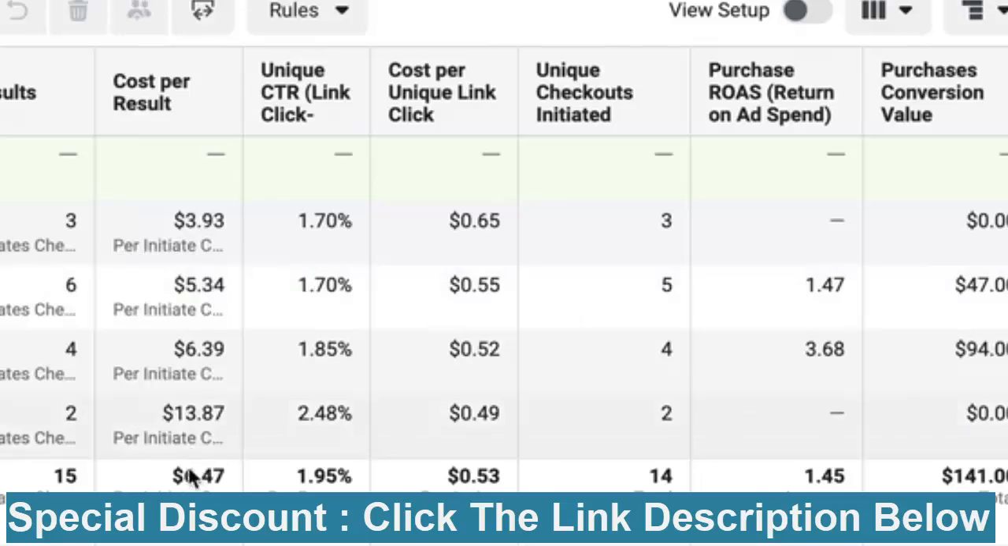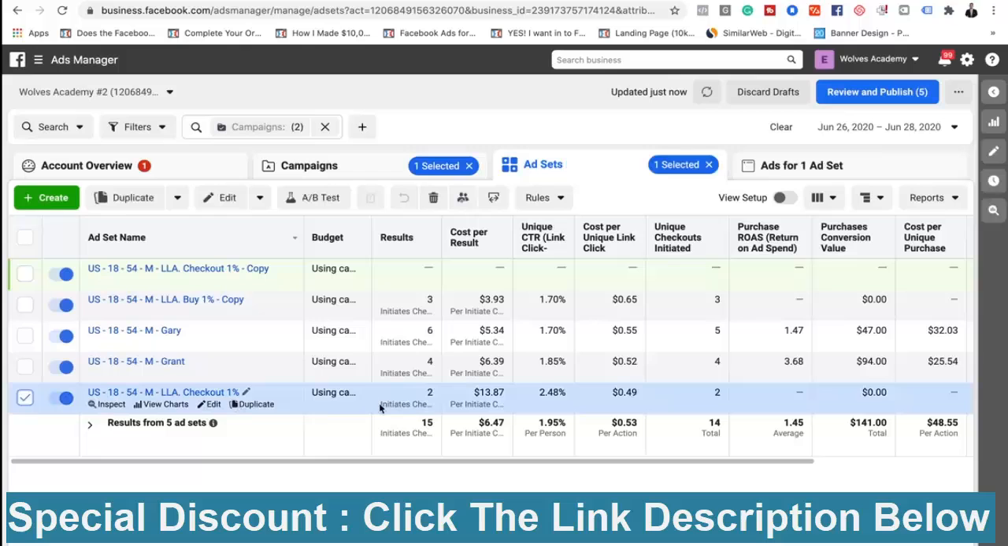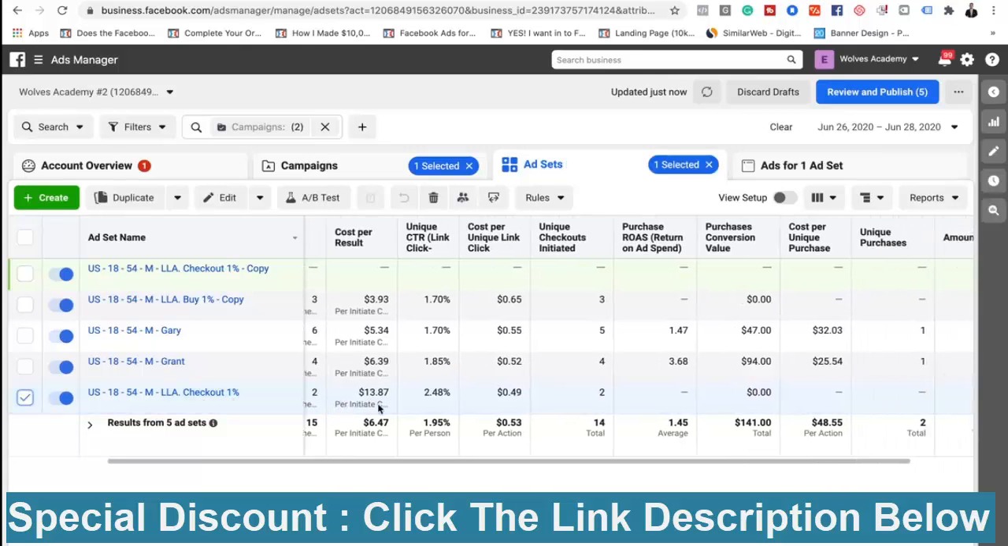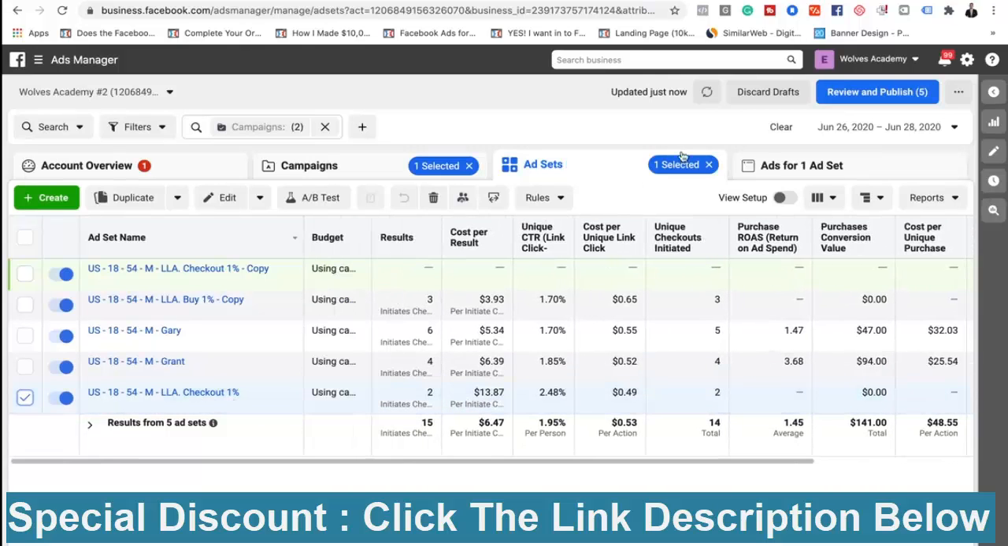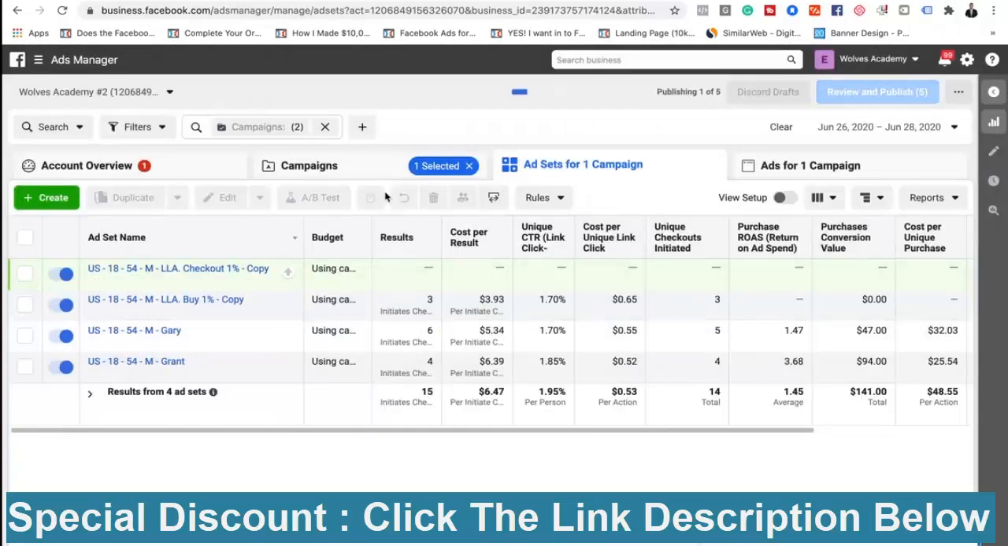it's $13.87, so it's almost double the cost per checkout. So meaning, yeah, we're getting a cheap cost per click on this audience, but we're really not getting our desired results. So what we're gonna do is go ahead and actually delete this, and then we're going to go ahead and publish. Too early to actually decide whether we're gonna cut this campaign off.